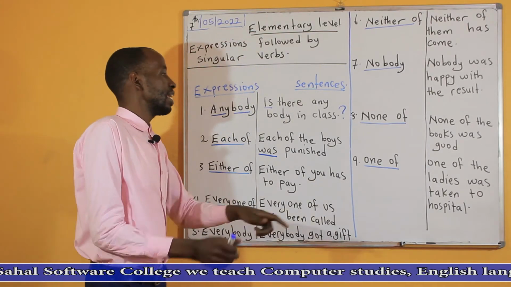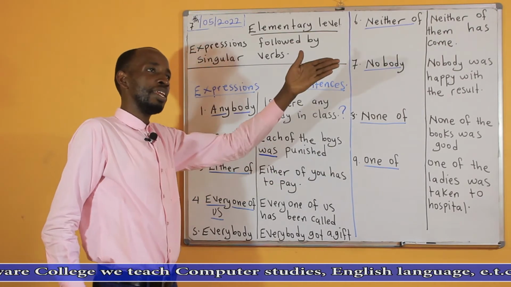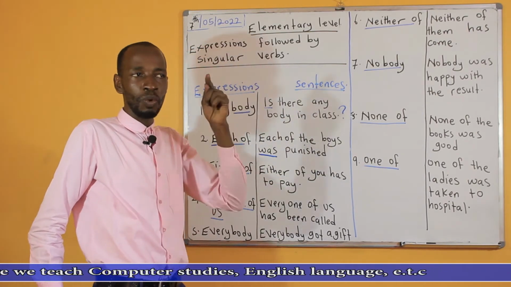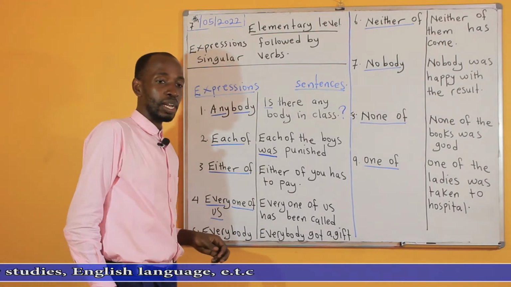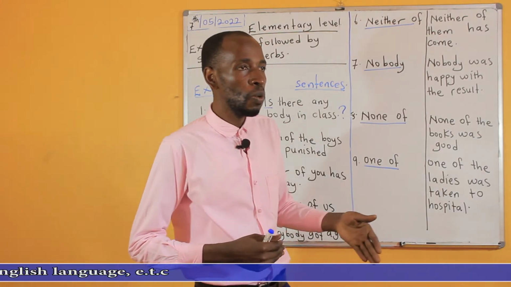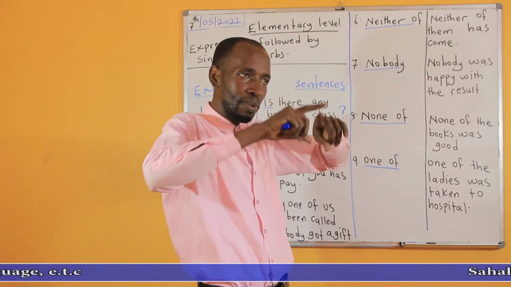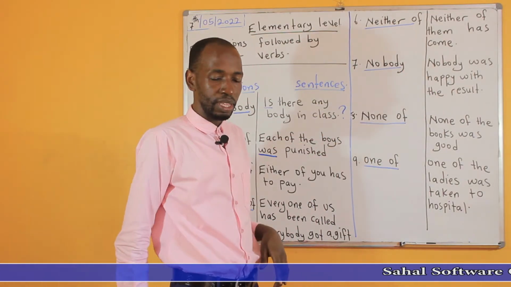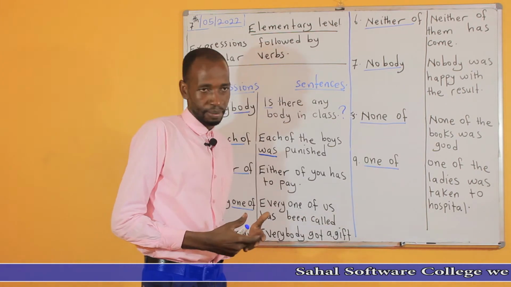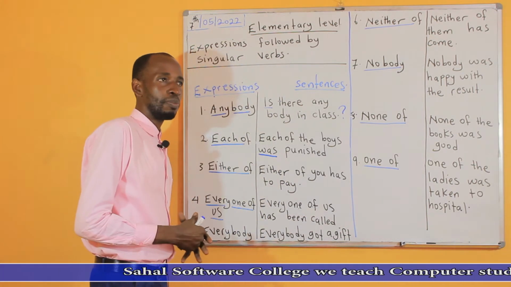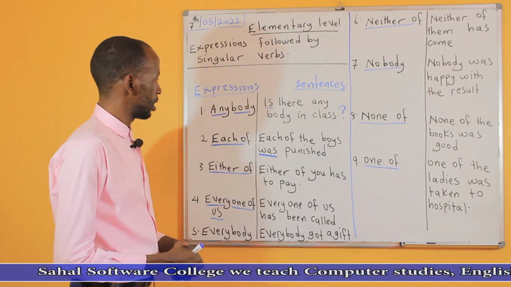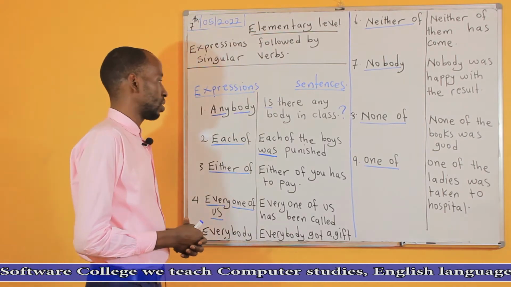Each of the boys. Here you put boys to show that there were many, but we are talking about one by one. That's why we put was. We are not talking about them as a whole, but talking about them one by one. So you need to mark that. So that's why I say each of the boys was punished.